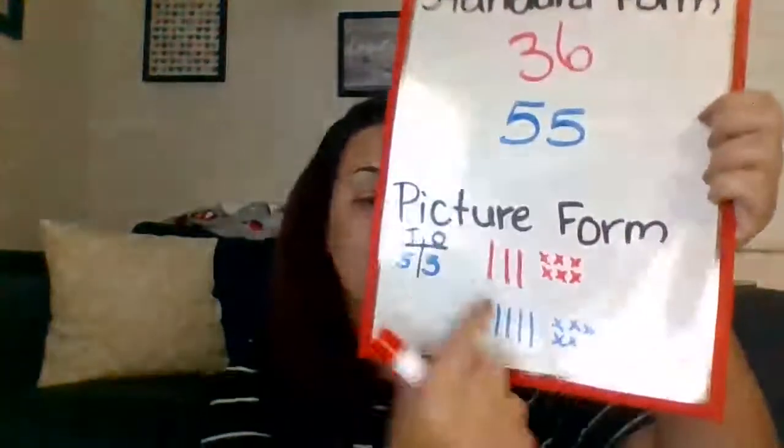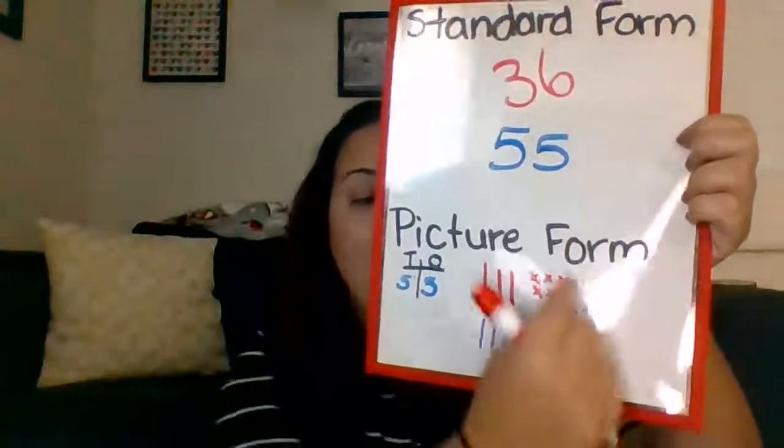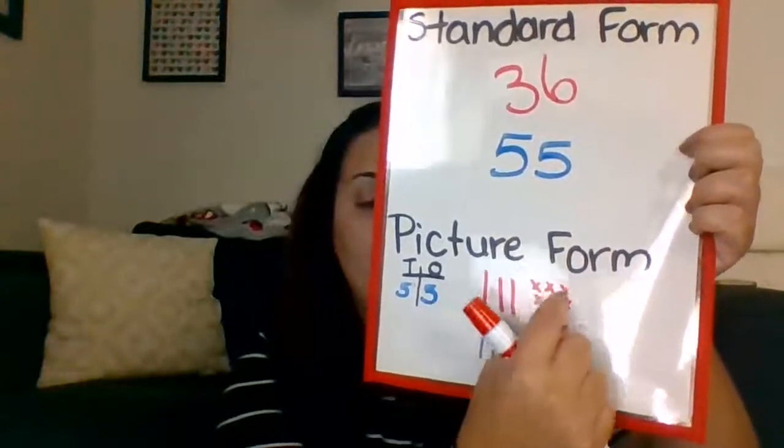Now let's talk about expanded form. Expanded form is when we take a number and we stretch it out, and we're going to show the tens and the ones. If I can do picture form, I can use this to help me with expanded form. Let's look at our number 36. I see that I have 3 tens, so I have 10, 20, 30, and I have 6 ones. 1, 2, 3, 4, 5, 6.